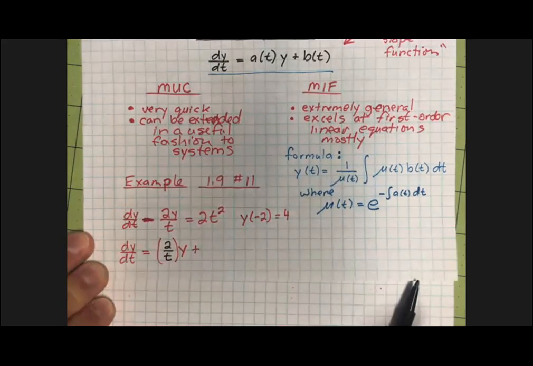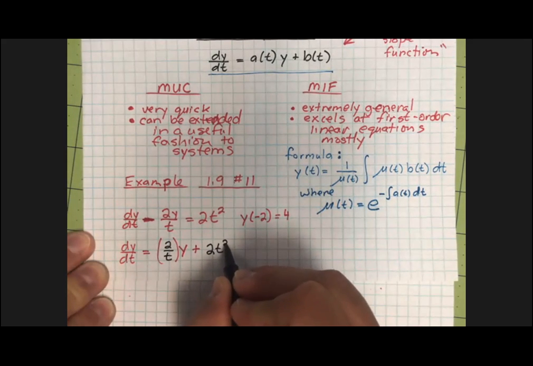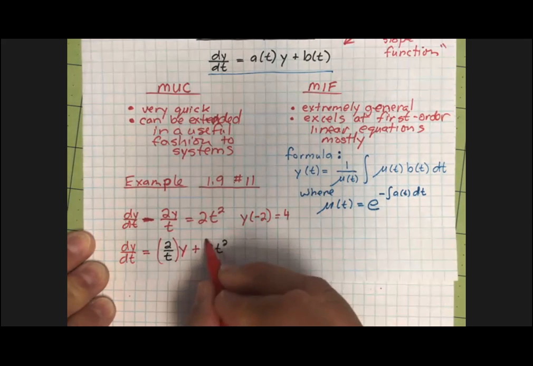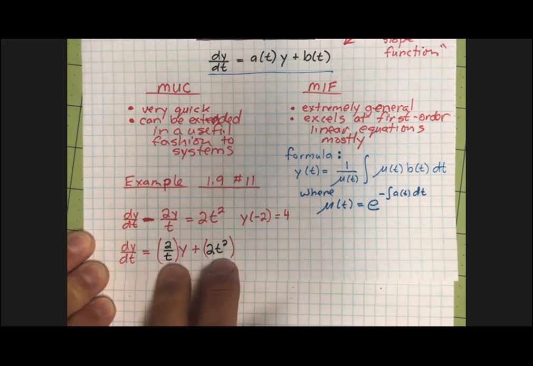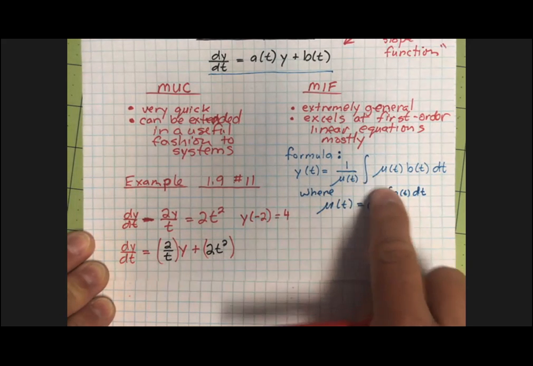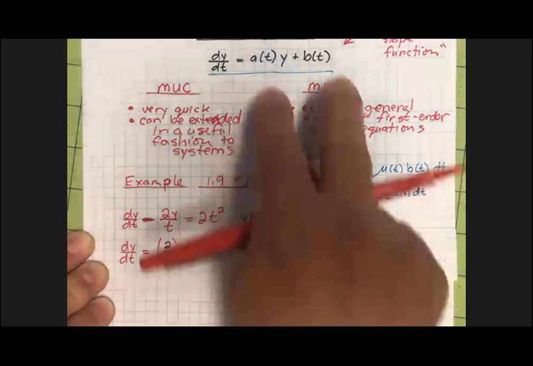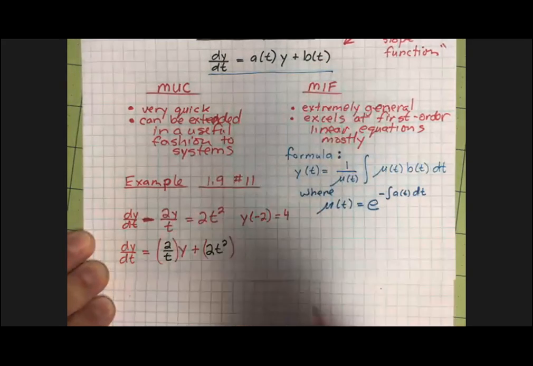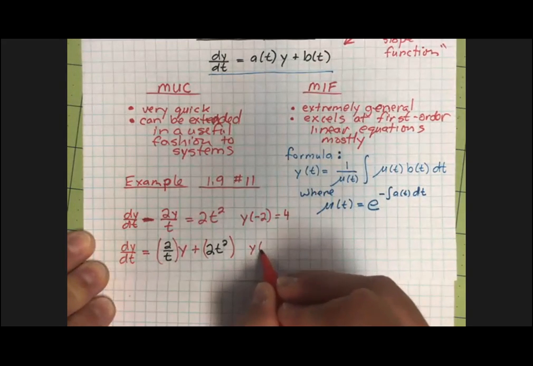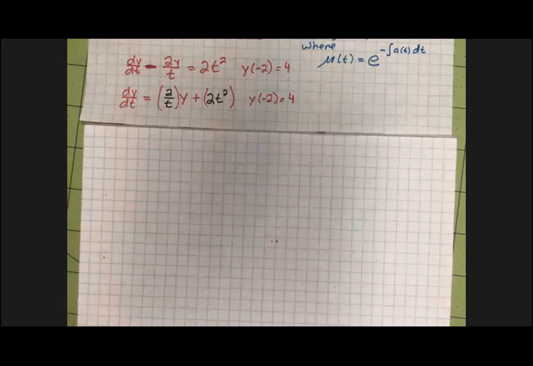Plus 2T squared. I'm emphasizing the B of T. So, you know, don't screw up with a minus sign. If you're going to use this formula with the minus sign that I wrote there, make sure you write the problem the way the formula reads the problem. And initial value 4. Okay, let's move this to another piece of paper, knock it out, and then we'll show you why it works.